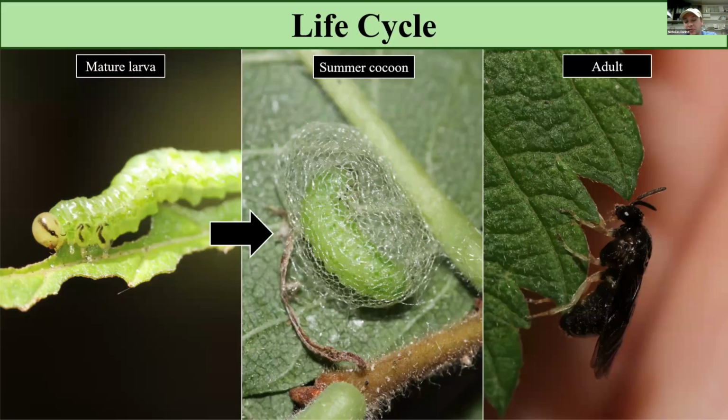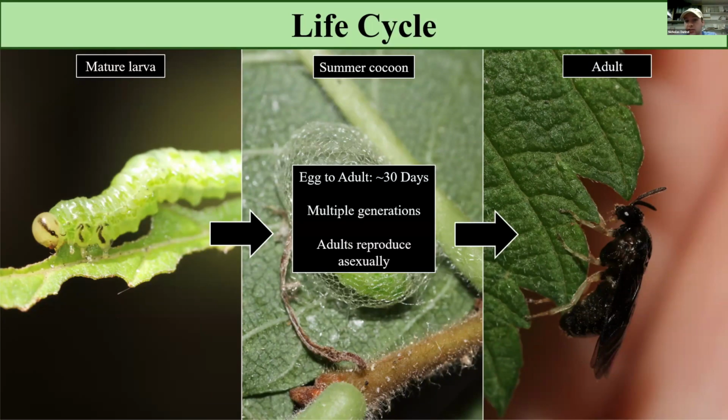Once a larva reaches maturity, it's usually consumed most of a leaf. It will move to the underside of the leaf and spin a loose cocoon, which can also be useful in identification because these cocoons stick pretty well to the leaves and you can find them even late in the season, or pretty much whenever. After a few days, they emerge as an adult, and this process from egg to adult takes about 30 days. And there are multiple generations in North America.